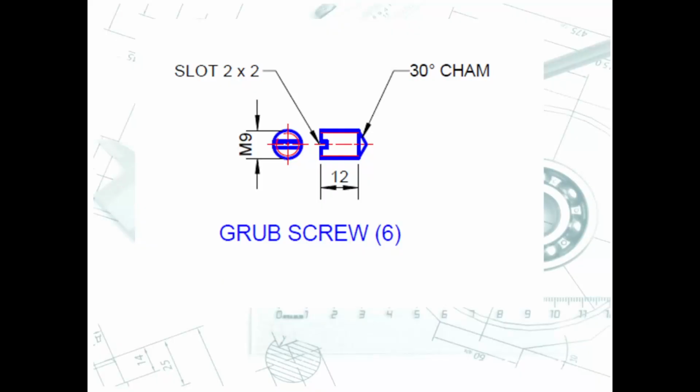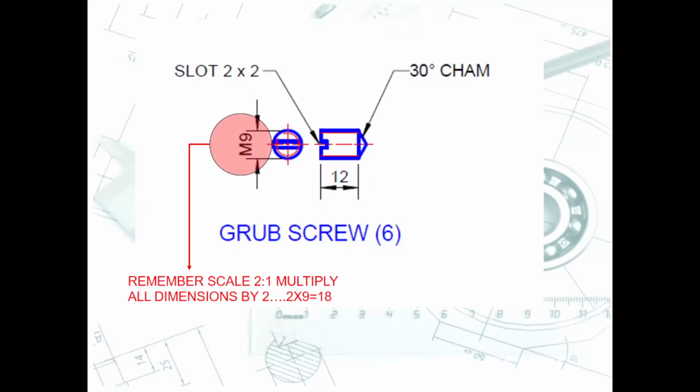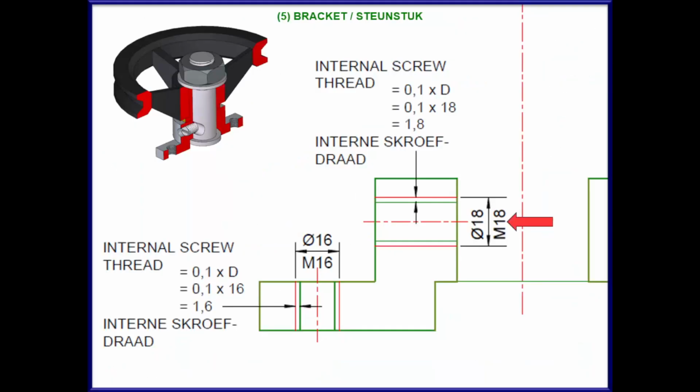Here we can see the grub screw, the M9. Please take note that our scale was 2:1, and we had to multiply all our dimensions by 2. So for the grub screw, we will have a calculation of 2 times 9, which will give us 18. So for M18, from the outside of the grub screw to the outside of the grub screw will be 18 millimeters. So we can see we've got the M18 internal thread, which means that the M18 grub screw will thread into this internal thread.